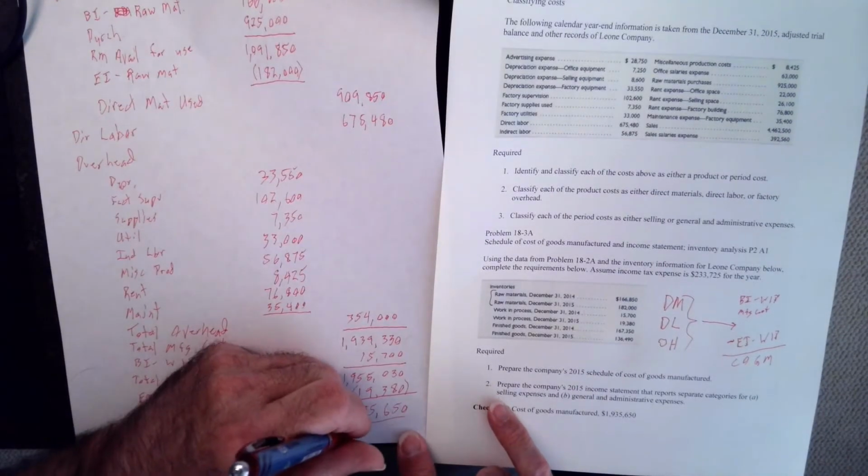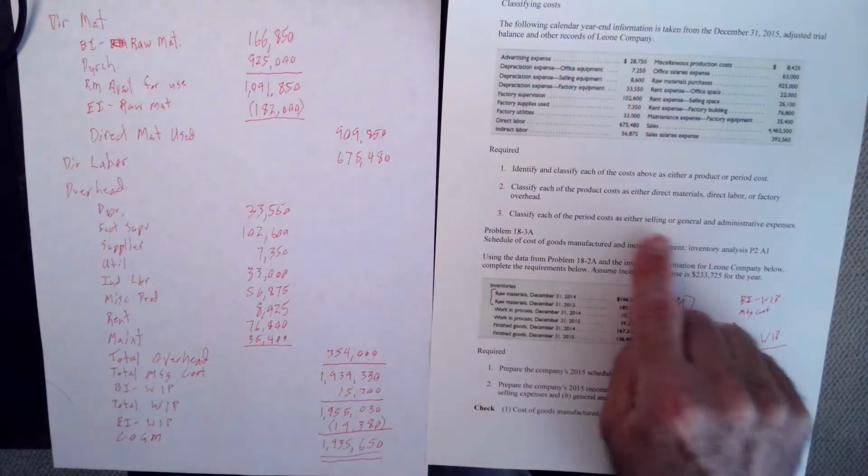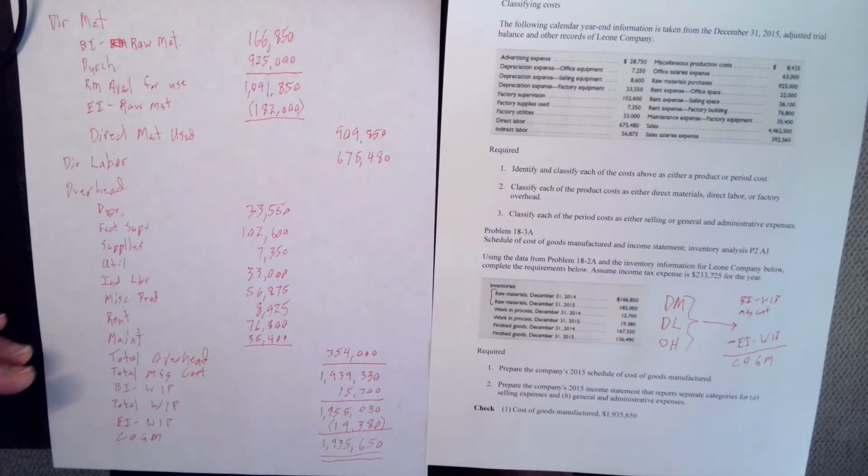And we're done with question number 1 of the second part. Schedule for cost of goods manufactured. Okay. Alright, next. I have to prepare an income statement. Alrighty. This is going to be an interesting one because the income statement has to have cost of goods sold in it. But I don't have that. I got cost of goods manufactured. So I've got to do something with that one next.